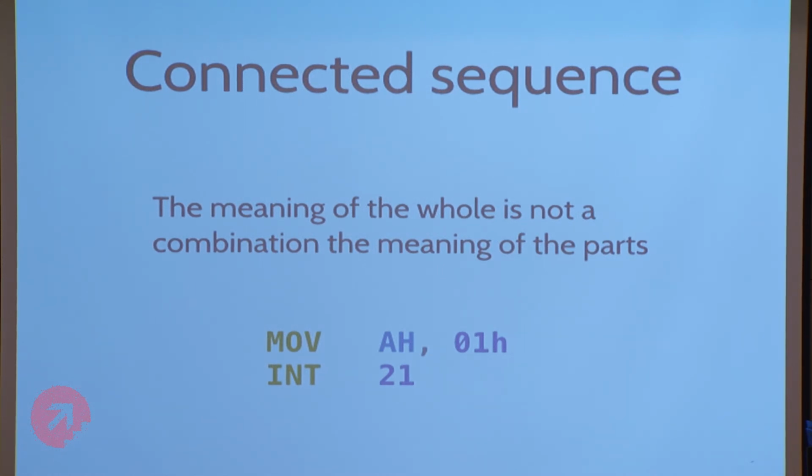So this is a DOS program. And it's totally unclear what this does. You have no idea, looking at the individual instructions, what they're going to do. The meaning of this whole program is actually that it reads from the keyboard and prints to the console, right? But there's no way that you can know that, even if you knew the individual meanings of the instructions. So the meaning of the whole actually depends on something external.